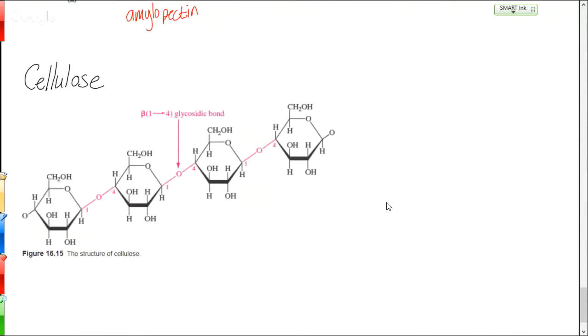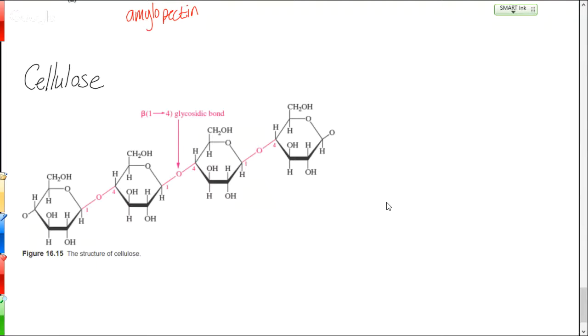What is cellulose? Does anybody know? Like, what is it in? Plants. It is plants. It is plant cell walls. It is what plants are made out of. It is wood, right? Wood is made of cellulose. Stems are made of cellulose. All the structural parts of plants are made of cellulose.